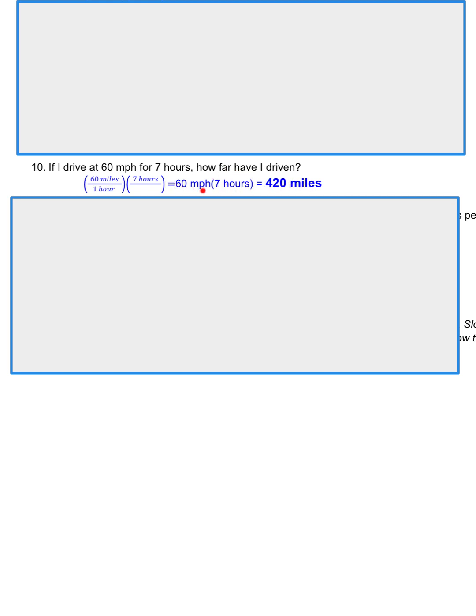One of the ways we can think about it is 60 miles an hour means I've driven 60 miles in 1 hour. Now that I'm driving 7 hours, I ask myself, should my answer be more or less than 60? Since I go 60 miles in 1 hour, and now I'm going 7 hours, my answer should be more. So if it's more, should I multiply or divide? Definitely want to multiply, and that's what gives me the 420.